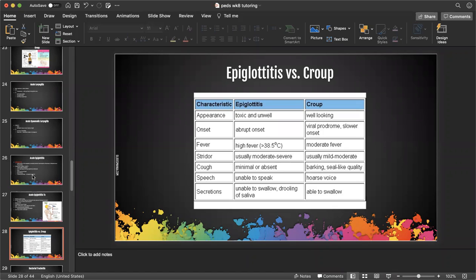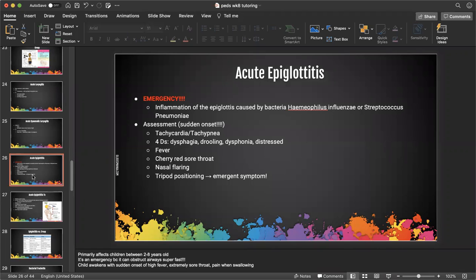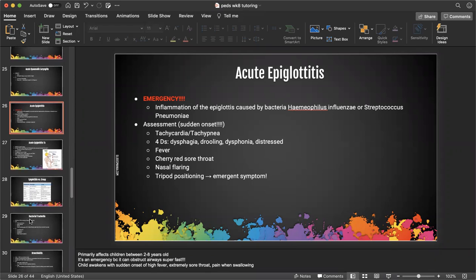I'm just going to go back a couple slides for the 4Ds because that's really important for you guys to remember for this. So dysphagia, drooling, dysphonia, and distress. Make sure you keep that in mind when you're thinking of acute epiglottitis, and remember that it's an emergency because it can lead to an airway obstruction.